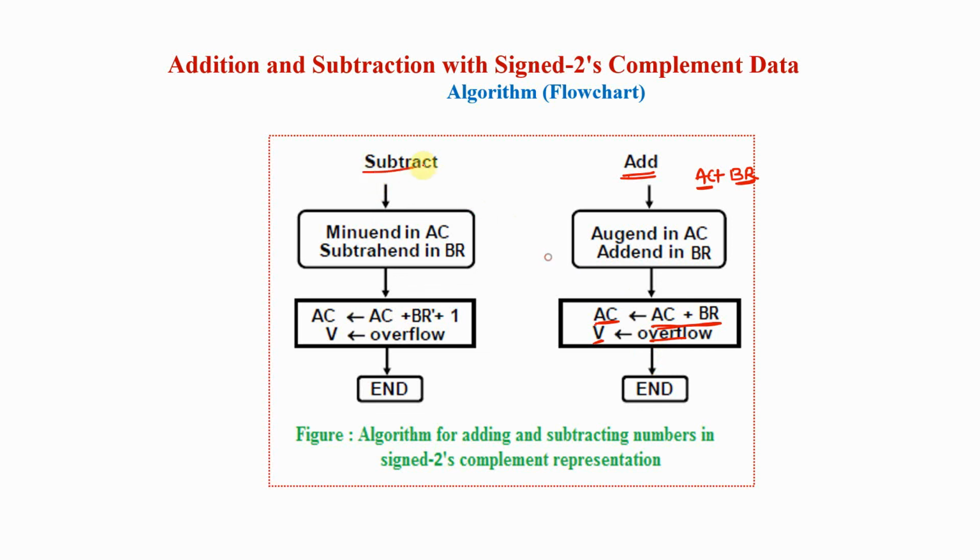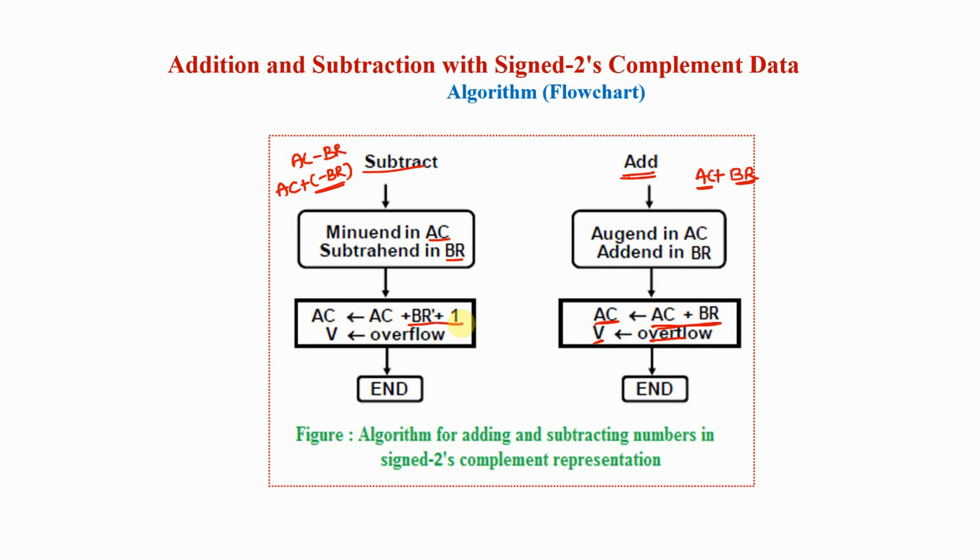When it comes to subtraction, it is also a simple flowchart. Subtraction means A minus B, that is, AC minus BR. AC is called the minuend, and BR is called the subtrahend. How do you perform subtraction? AC plus minus BR. How do you get minus BR? By 2's complement. 2's complement means 1's complement of BR plus 1.